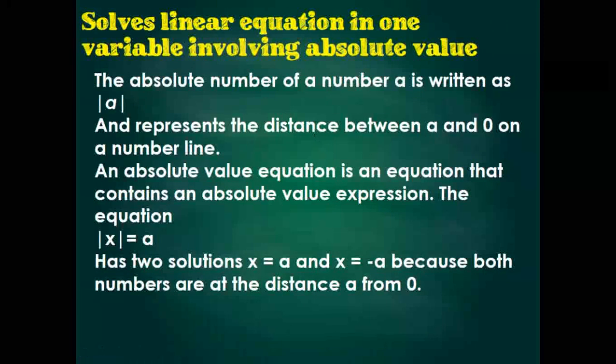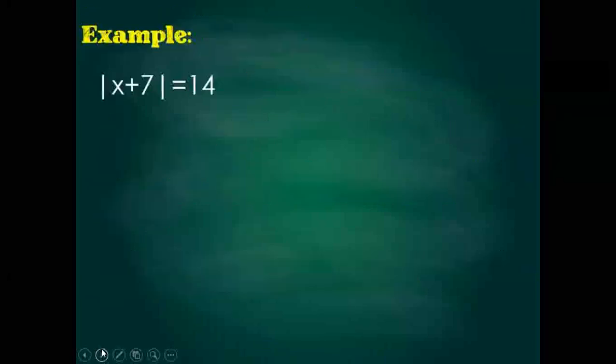An absolute value equation is an equation that contains an absolute value expression. The equation absolute value of x equals a has two solutions, x equals a and x equals negative a. So to solve a linear equation in one variable involving absolute value, we will create two equations.